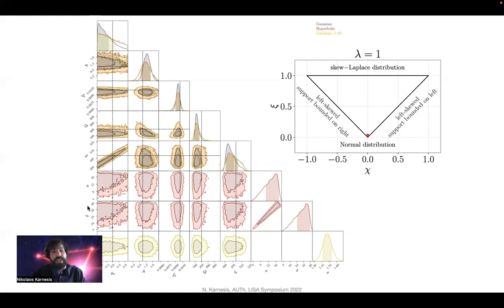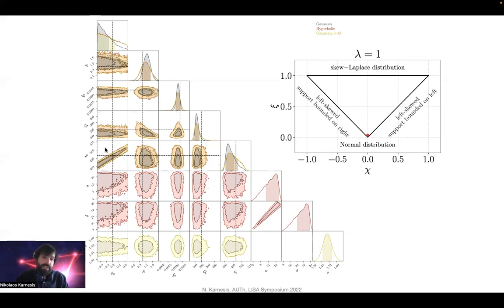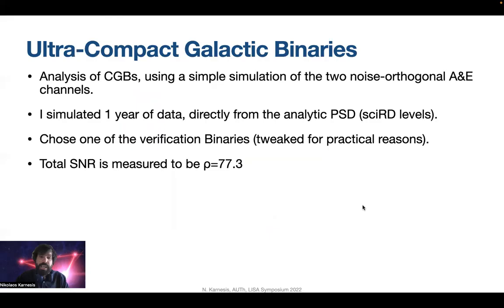And then if we take the alpha and delta that we have estimated and we place them into this shape triangle, we can get some interesting results about the distribution of the residual, which is Gaussian, as we would expect. So this works pretty well, but we can try to apply it in more interesting examples. And one of them is using compact galactic binaries.